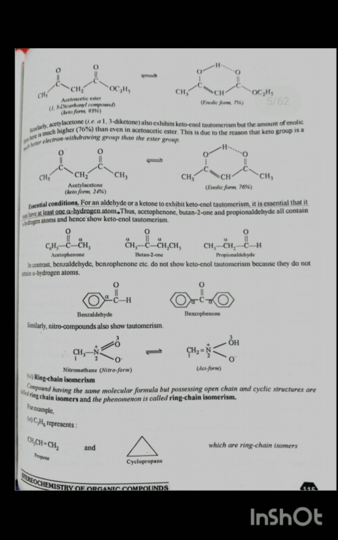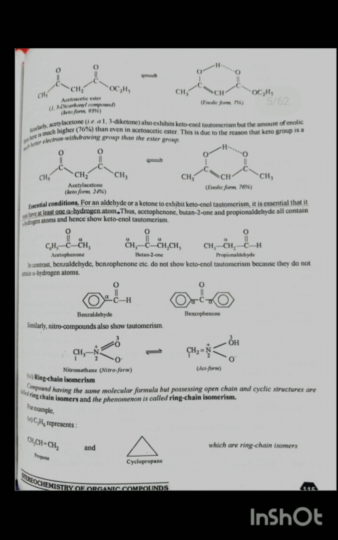Similarly, acetylacetone, a 1,3-diketone, also exhibits keto-enol tautomerism, but the amount of enolic form here is much higher, 76%, than even in acetoacetic ester. This is due to the reason that the keto group is a much better electron withdrawing group than the ester group. Acetylacetone keto form is 24% and enolic form is 76%.